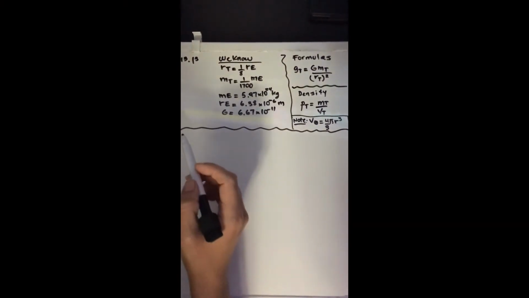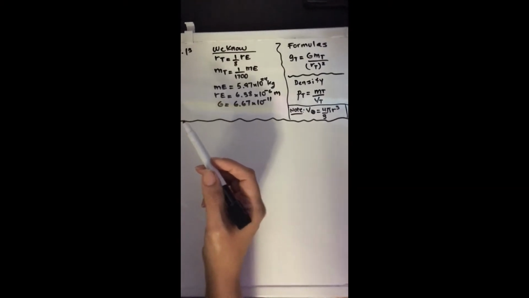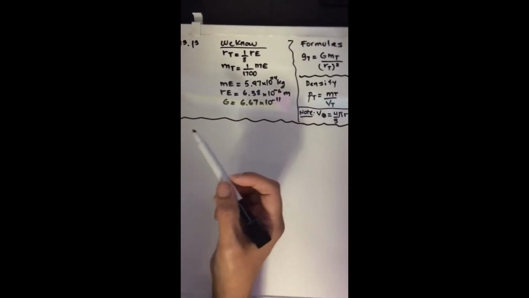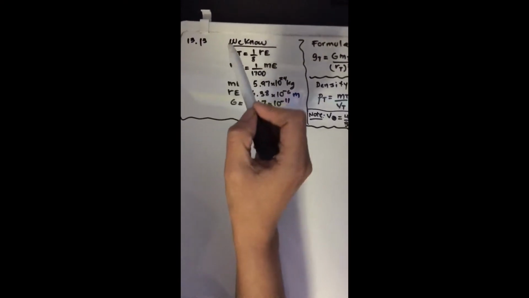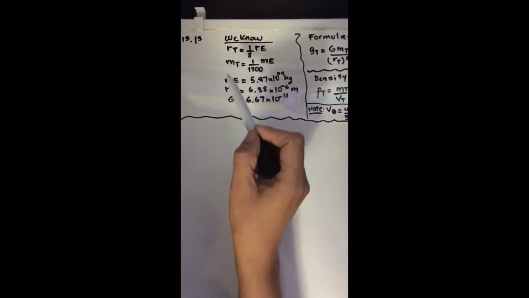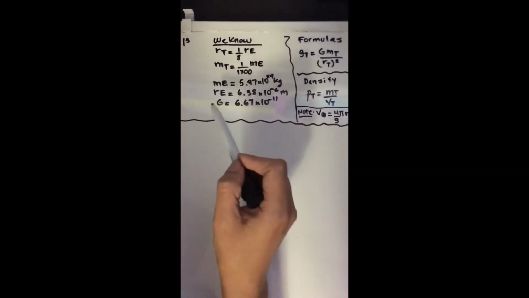I'm gonna solve problem 1313, which is: find the acceleration of Titania, the largest moon of Uranus, and its density. What do we know? We know that the radius of Titania is 1/8 of the radius of Earth. The mass of Titania is 1/1700 of the mass of Earth.